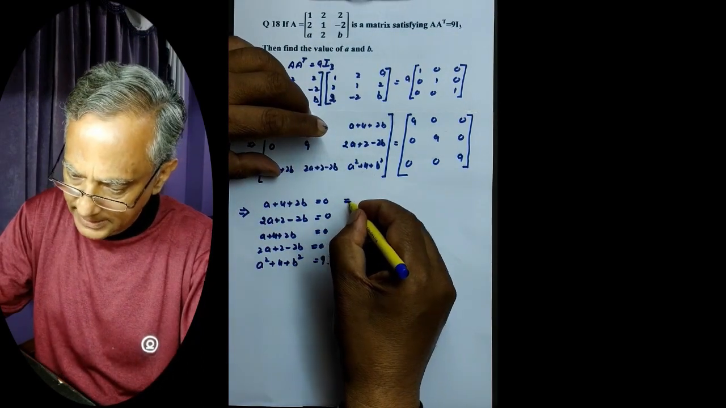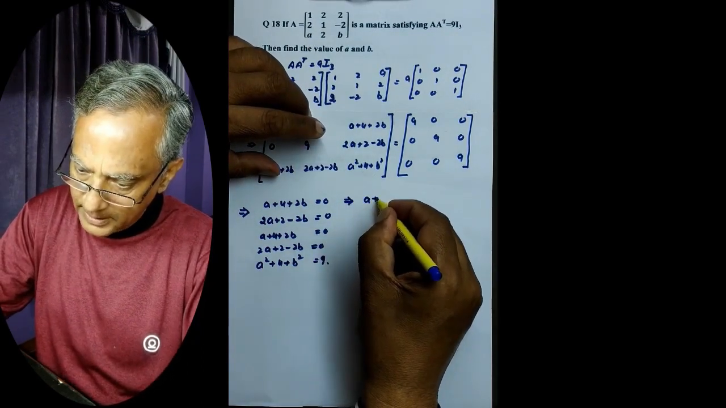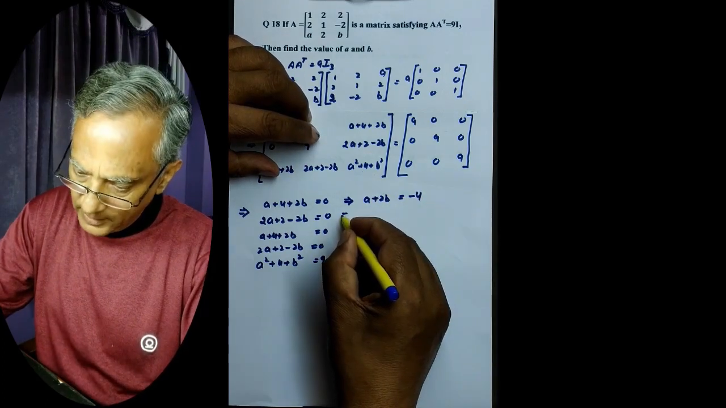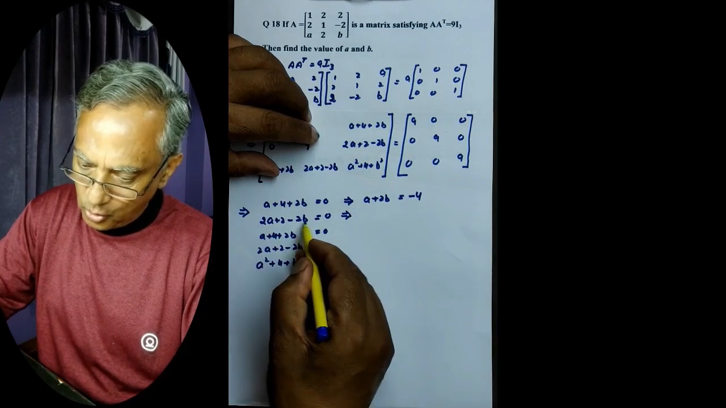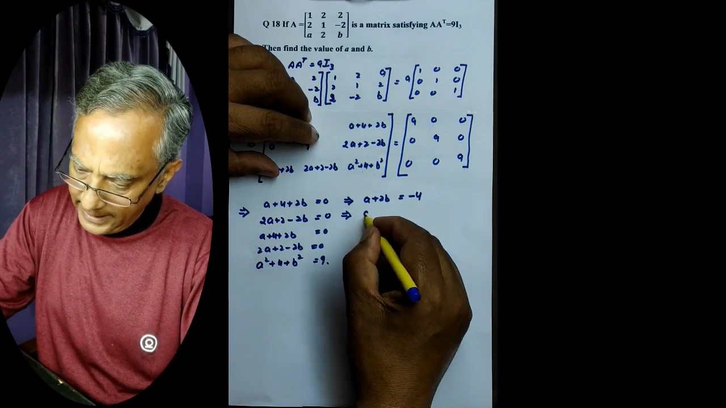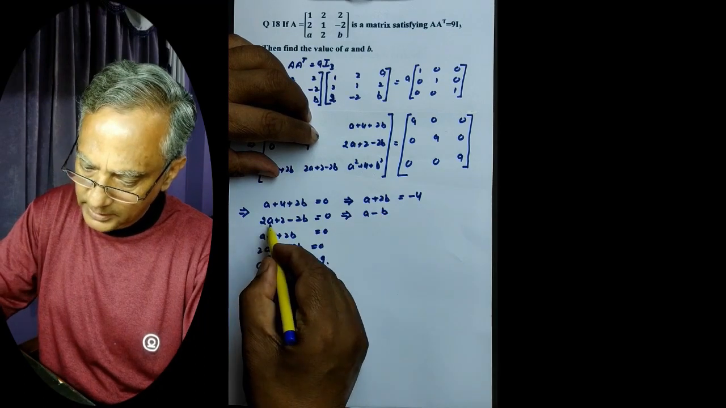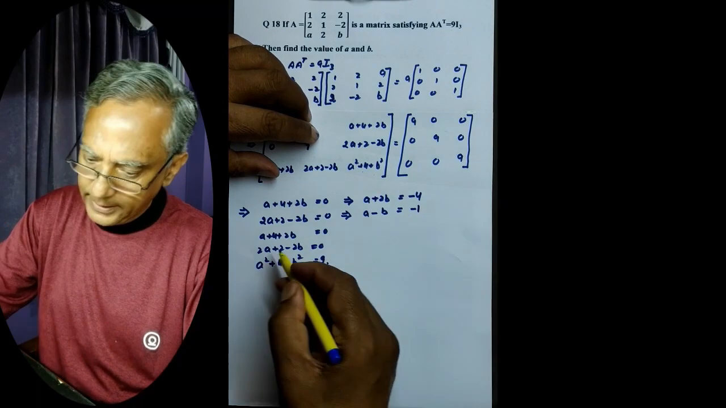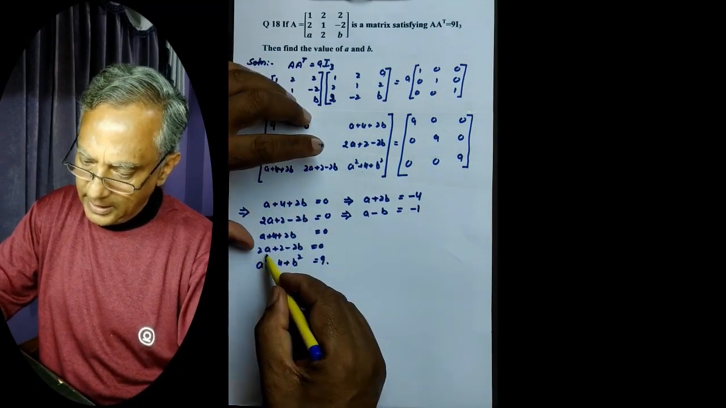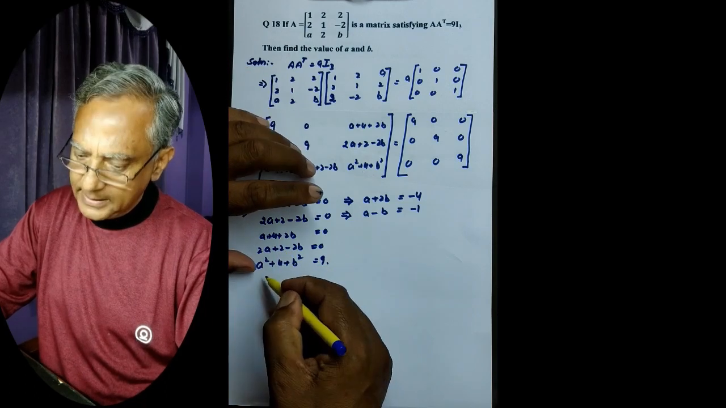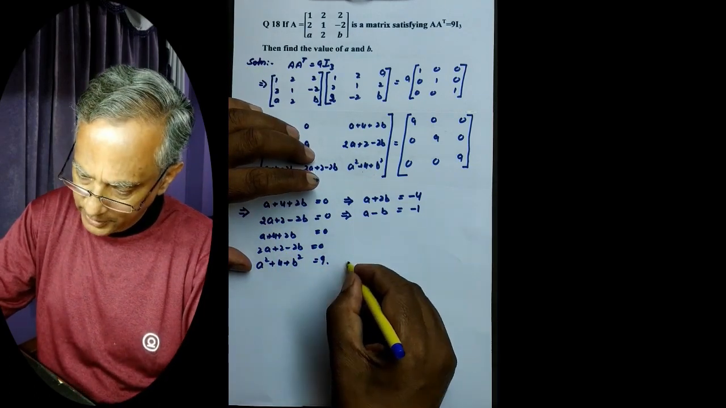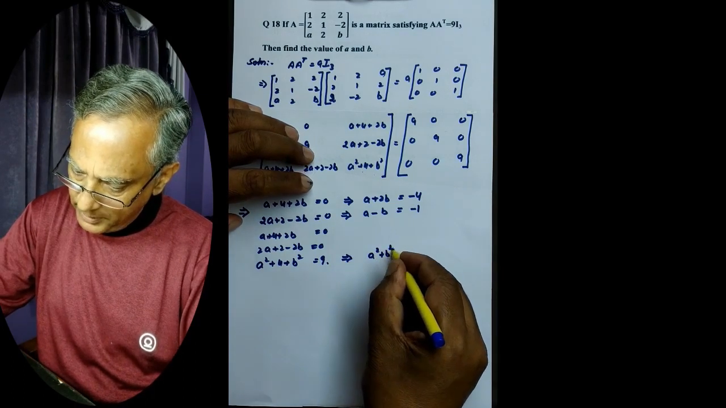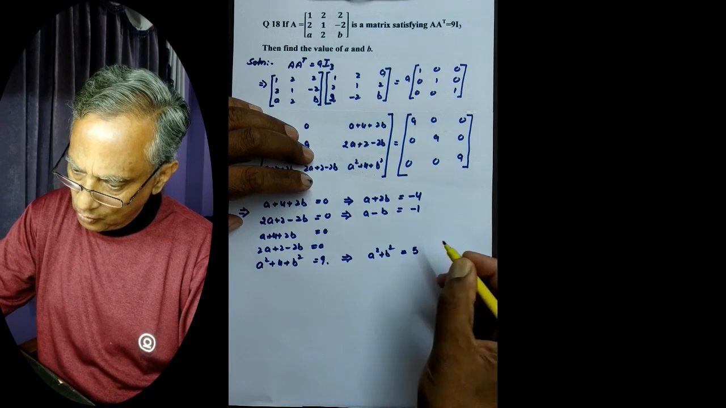So this implies A plus 2B should be equal to minus 4. And this implies, now 2 cancels throughout, so we get A minus B is equal to minus 1. And this is same as this. So we get one more equation. From here we get A square plus B square is equal to 5.